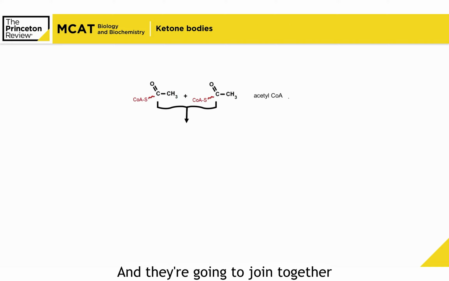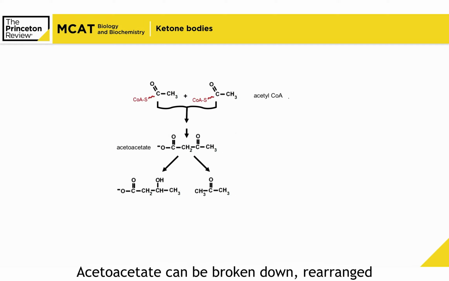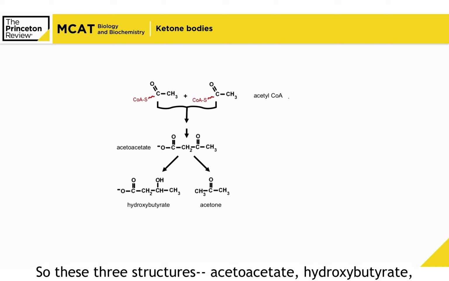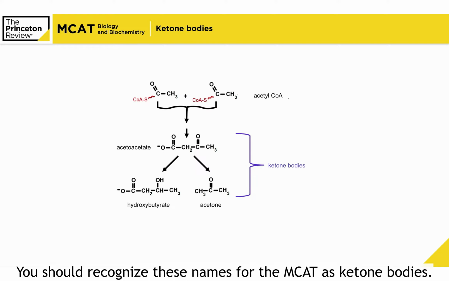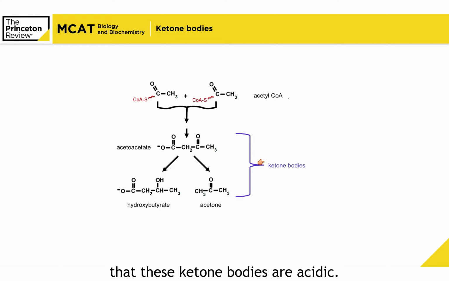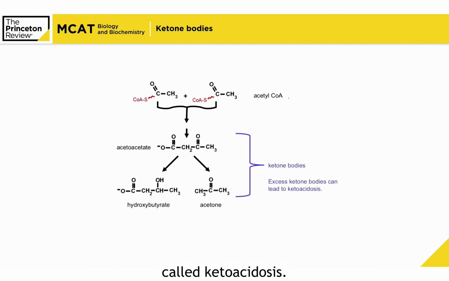So let's take a look at this process. A couple of the acetyl-CoAs are going to join together to form acetoacetate. Acetoacetate can be broken down, rearranged to form a couple of other ketone bodies called hydroxybutyrate and acetone. So these three structures, acetoacetate, hydroxybutyrate, and acetone, those are your ketone bodies. You should recognize these names for the MCAT as ketone bodies. And this all sounds well and good, except for the fact that these ketone bodies are acidic. So an accumulation of ketone bodies can lead to a drop in blood pH and a condition called ketoacidosis.